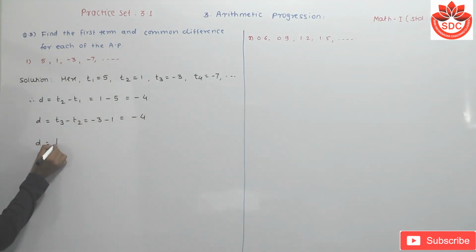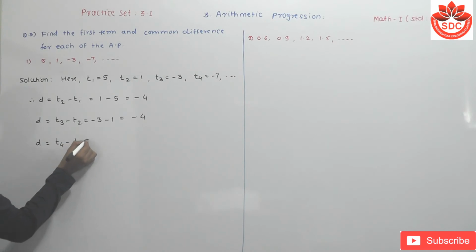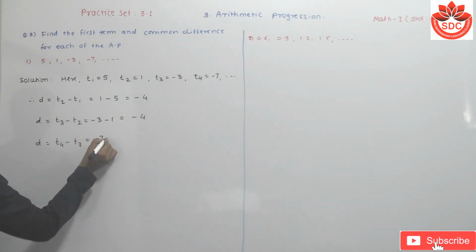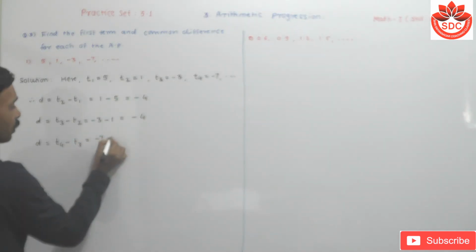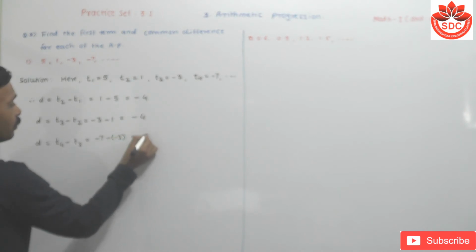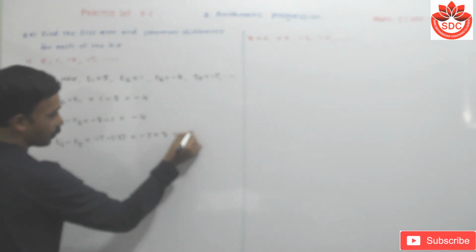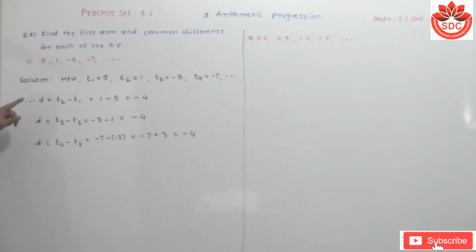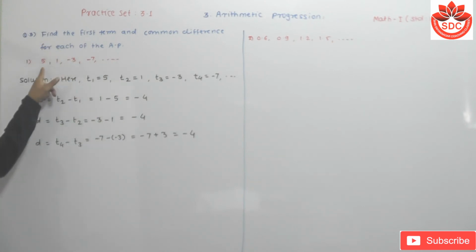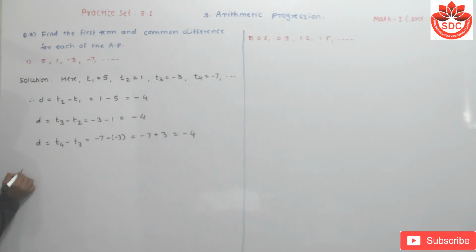Then next, T4 minus T3. T4 is minus 7 minus T3 which is minus 3, which means it becomes minus 7 minus minus plus 3. The subtraction becomes minus 4. When we observe here, this D is constant because the given sequence is an AP. So, write the answer in a full sentence.